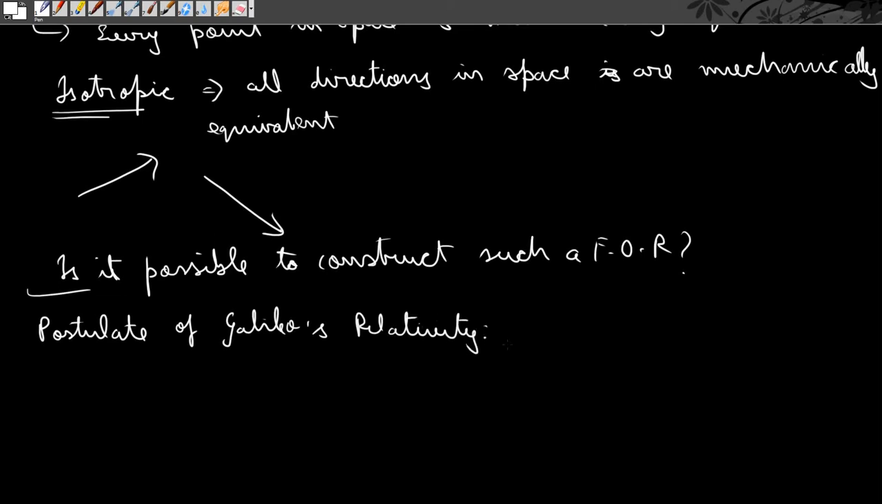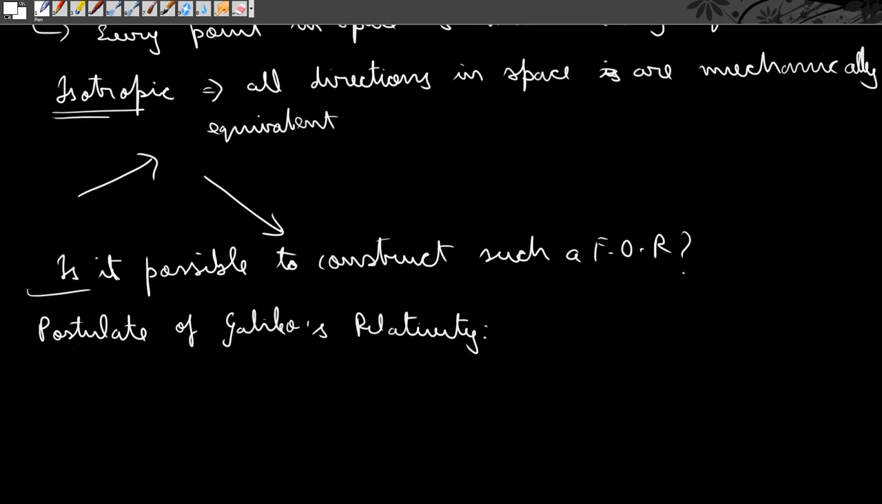Unfortunately, there is no mathematical way to construct a frame of reference such that space and time are homogeneous and isotropic. So what do we do? We simply postulate that there exists such a frame of reference and then experimentally verify it. That is nothing but the well-known scientific method.